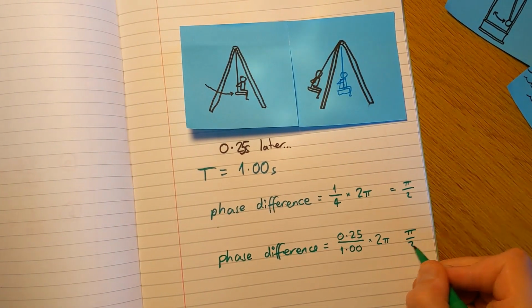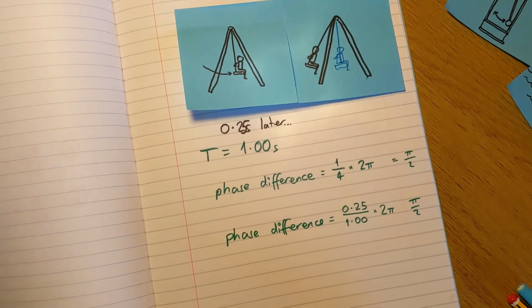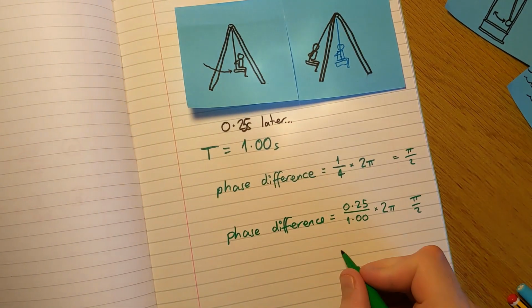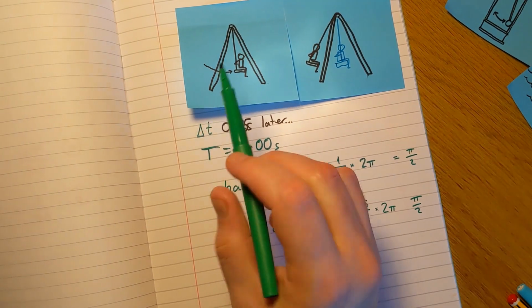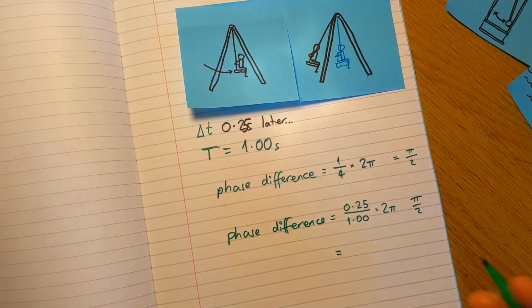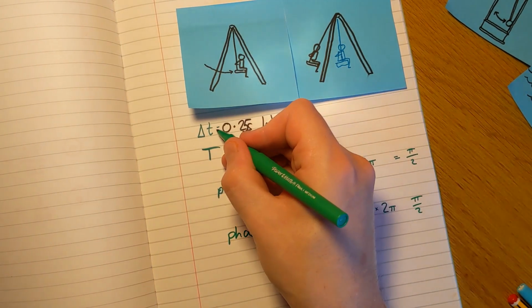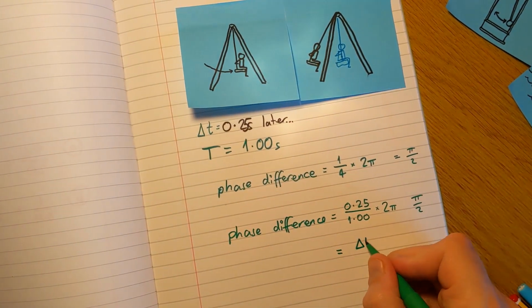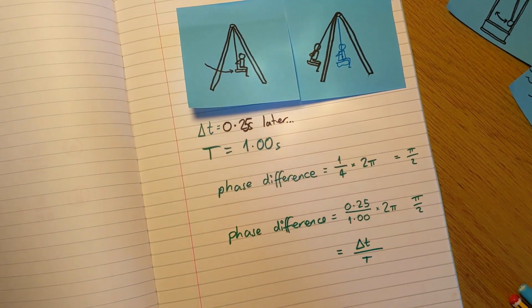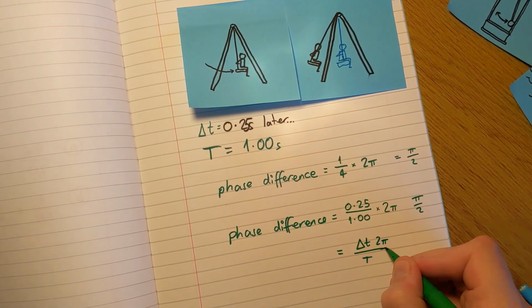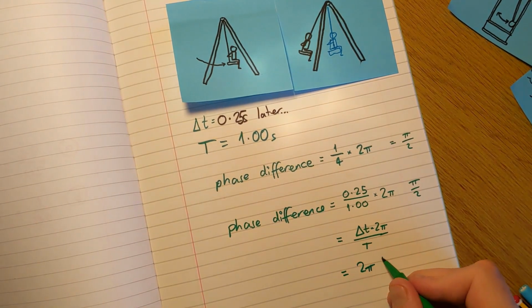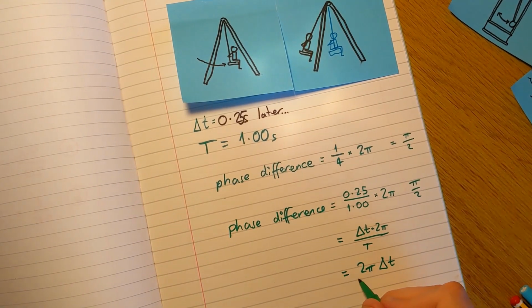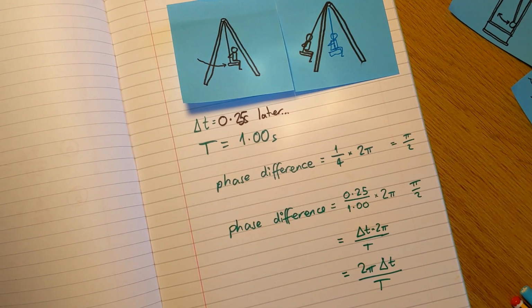Or pi by 2. But if we generalise that even further, we can say that our phase difference was, if we call this delta t, so the time between this cycle starting and this cycle starting, then delta t is 0.25, so delta t over T times 2 pi. Or it's more likely to write it with 2 pi first, actually, just because you normally put your numbers first rather than your algebra, don't you? There we go.